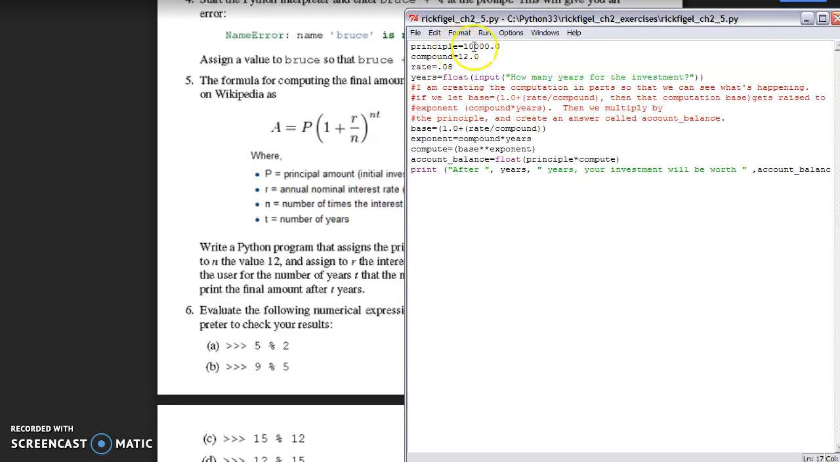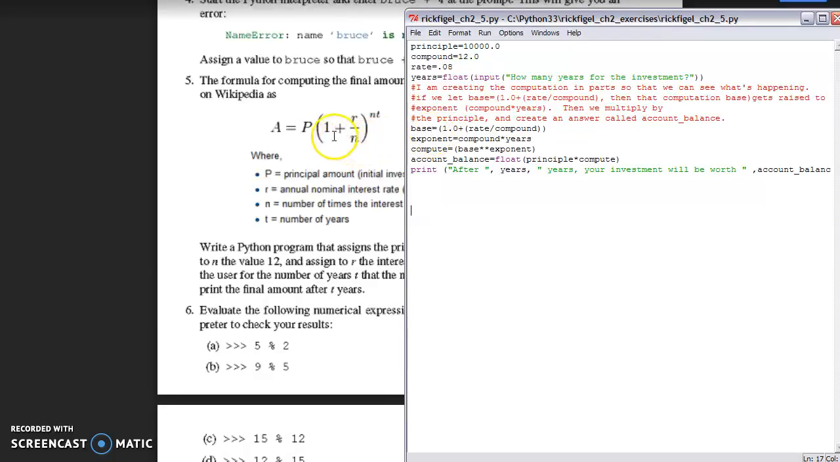We know that the principal balance is $10,000. The compounding, the number of times it's going to compound per year, is 12. The rate is 8%. These are given information. That's a decimal for 8%, 0.08. And so here's where we ask the customer or the user to input how many years. So we say input how many years is the investment, and we store that information in a variable called years. I'm giving notes to the user to say what exactly is happening. So I put this into chunks of a program.